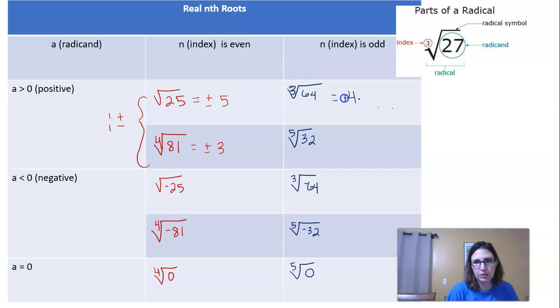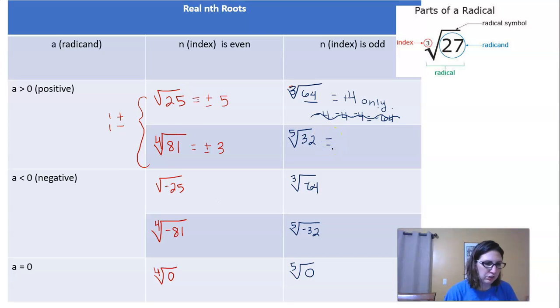A positive 4 only. You can't have a negative solution here because if you think about it, if you had 4 times 4 times 4, it has to give you 64. If you had negative 4 times negative 4 times a negative 4, that would give you negative 64, and that is not what you're looking for. Your number inside is a positive 64, so it wouldn't work.